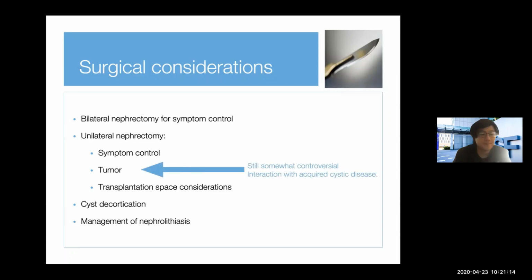The issue of tumor is a little bit controversial. The general pervasive wisdom is that autosomal dominant polycystic kidney disease doesn't increase your risk of renal cell carcinoma, but there's definitely some crossover here between patients with polycystic kidney disease and acquired cystic disease, which clearly does carry a higher risk. So something to keep in mind when you're following these patients as they lose their renal function.